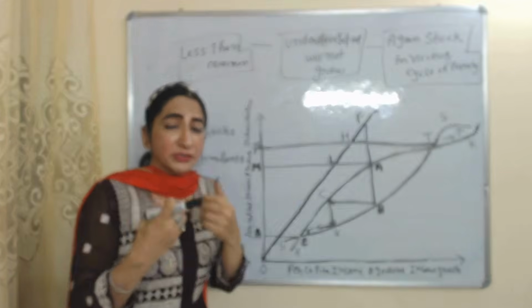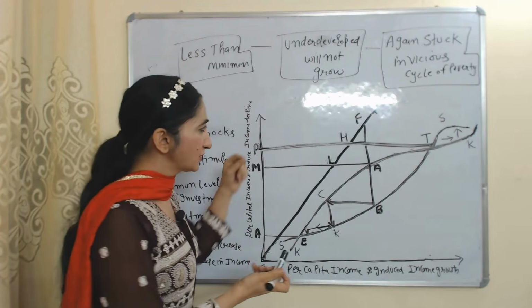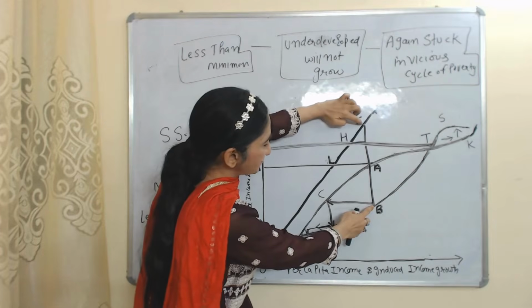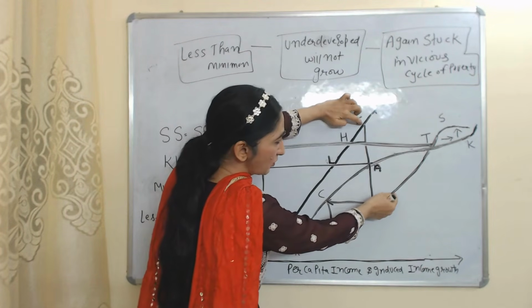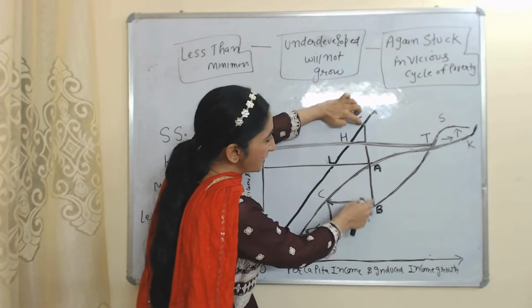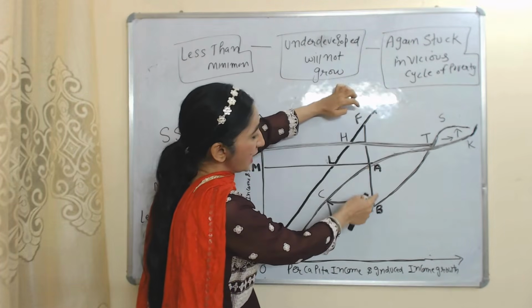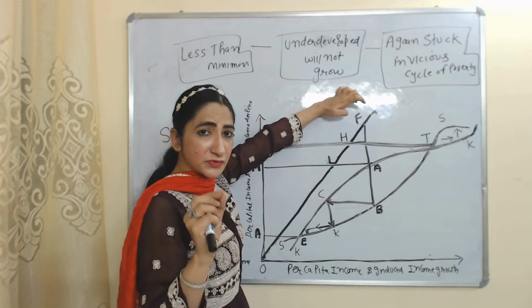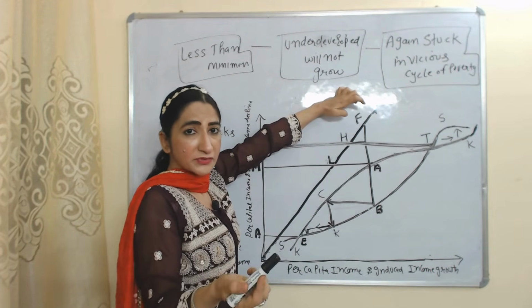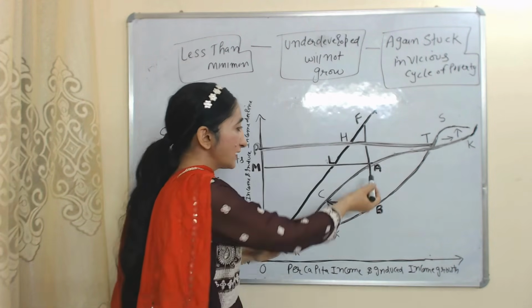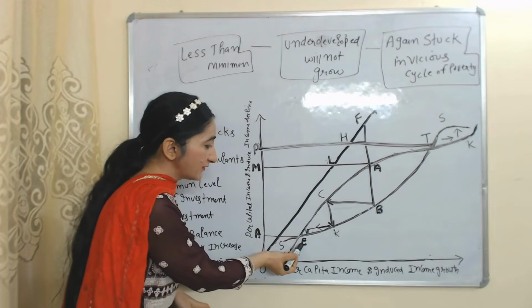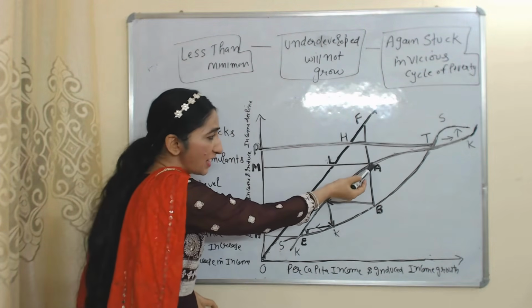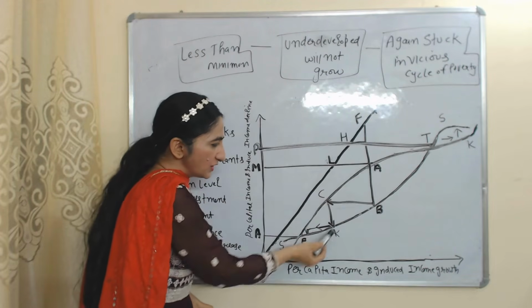At this level, our shocks are more than stimulants. You can see our shocks are FB. This B point touches our shocks curve. Our shocks are FB, but stimulants are FA. FB is more than FA. That means shocks are more than stimulants. Because shocks are more than stimulants, our economy will again come back to this lower equilibrium point E. You can see our economy is moving from A to E point.